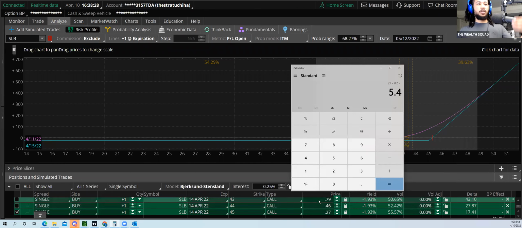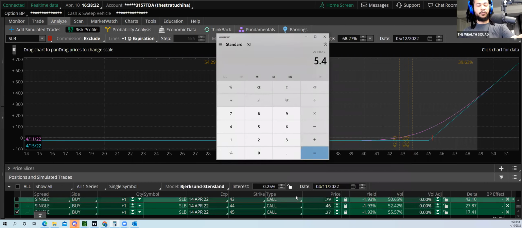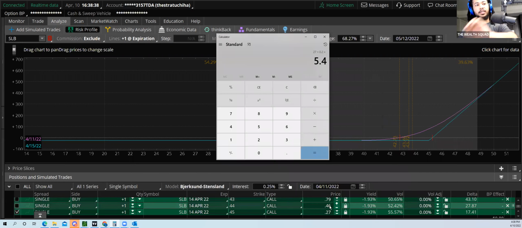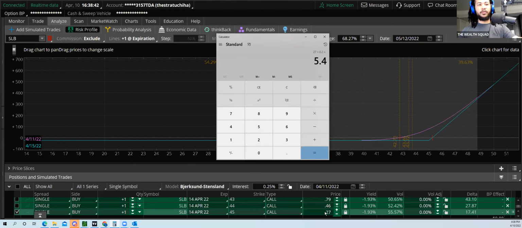What I'm doing is basically I'm going through the contract, right? From on entry, we would pay for the 43, 79 cents, aka $79, right? For the 44, 46 cents, aka $46. The 45 call, 27 cents, basically $27. What I'm doing is calculating my risk.